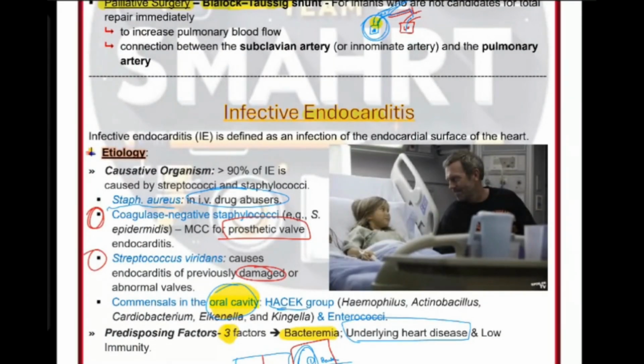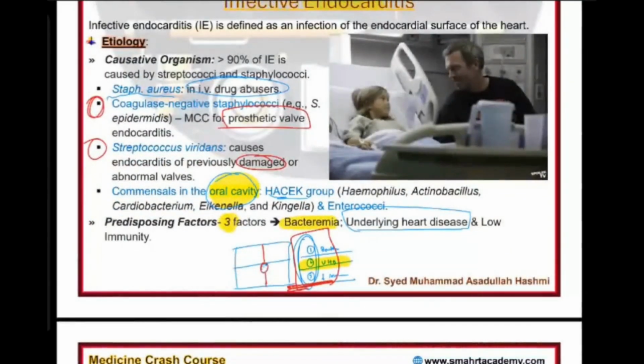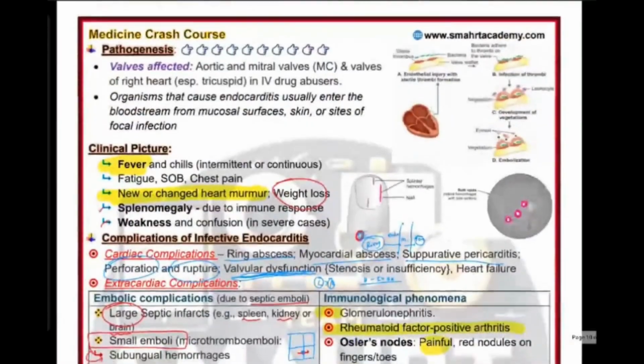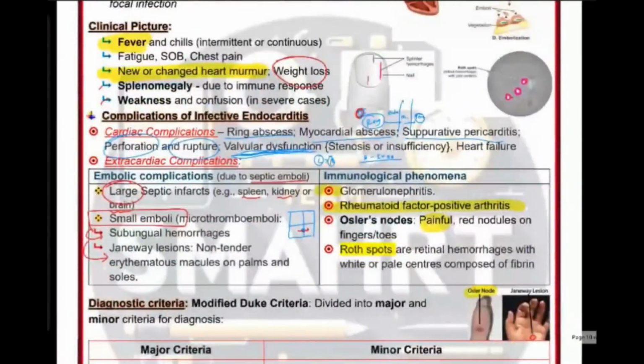In strep, prosthetic valve, okay, and the oral cavity has a groove, okay. Three conditions: bacteremia, underlying heart disease, low immunity. Okay, in the picture we know the complications we studied.